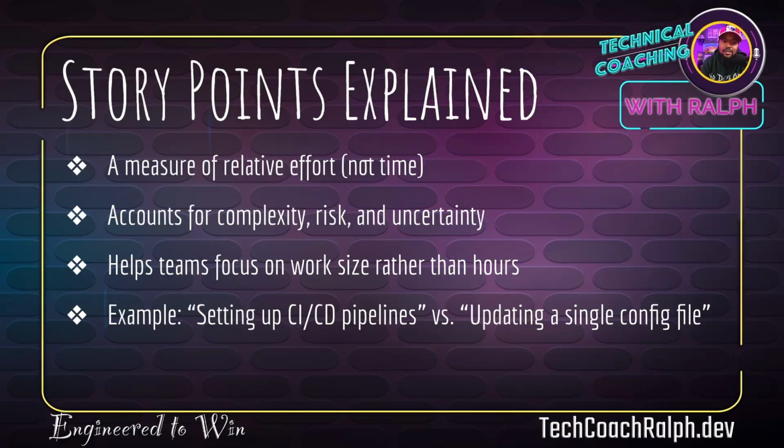So it accounts for complexity, risk, and uncertainty. It helps teams focus on work size rather than hours. An example is setting up CI/CD pipelines versus updating a single config file, right? Setting up CI/CD pipelines can be on the complex side. There's some stuff that you may not be certain about, but updating a single config file should be pretty easy. There is some testing involved, so you've got to take that into account too. So that's pretty much breaking down story pointing in a nutshell.